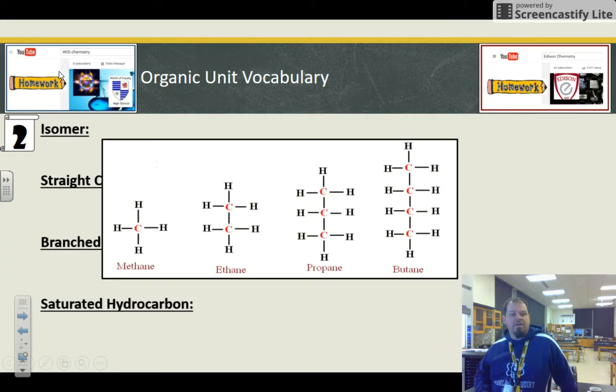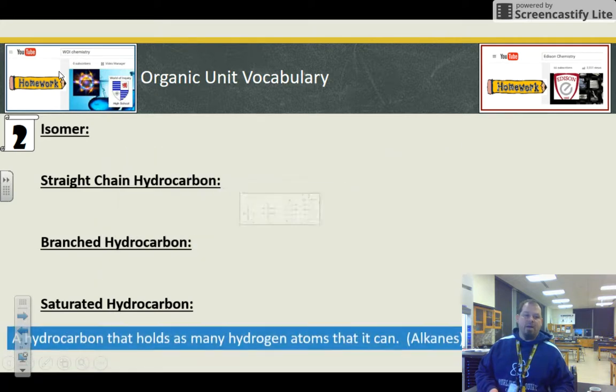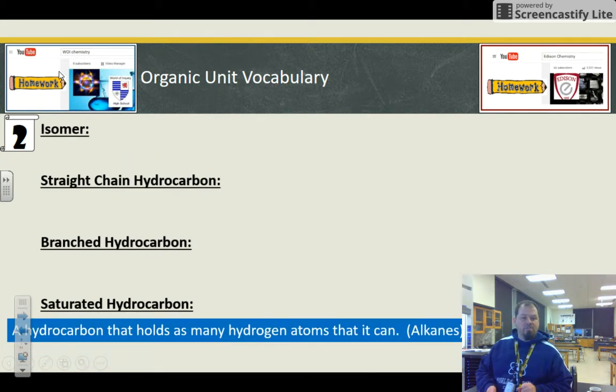Okay? Saturated. This word saturated means just what it meant in solutions, except for now we're talking about hydrogen. So when I am single bonded, if I'm an alkane, the carbons are holding the total amount of hydrogen it possibly could when all makes 4 bonds. So this is a hydrocarbon that holds as many hydrogens that it possibly can. It's got to be an alkane, which means single bonded carbons. Therefore, I have room for all the hydrogen I can possibly hold. Okay.